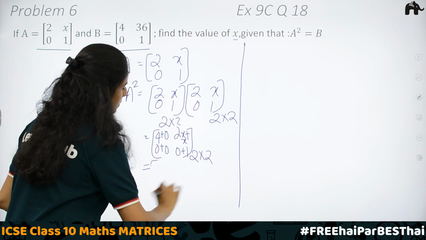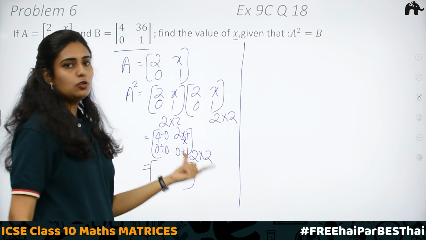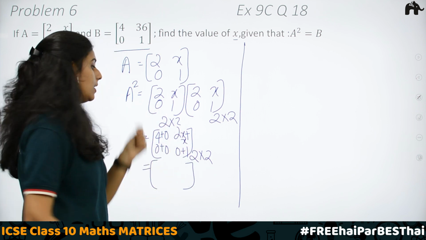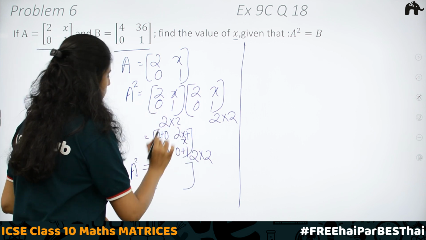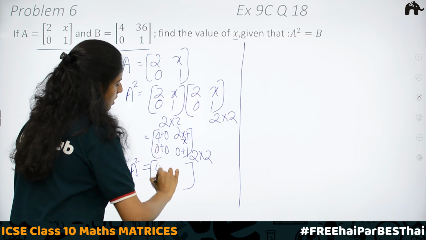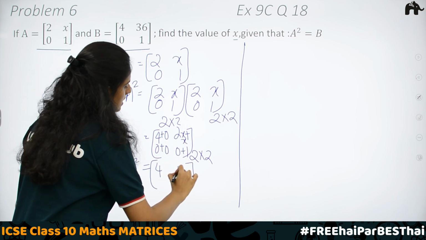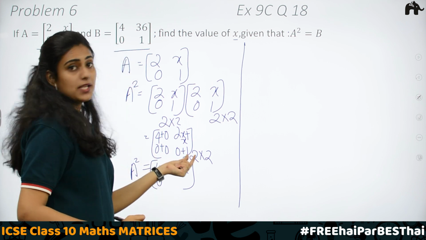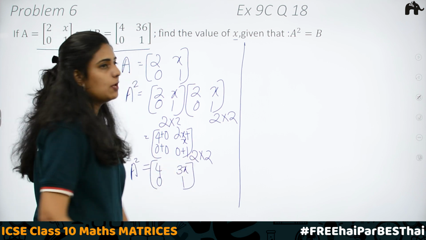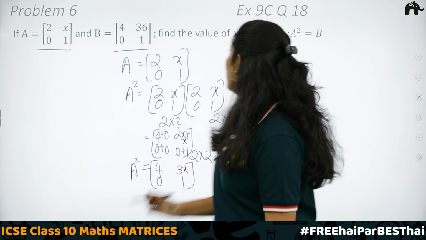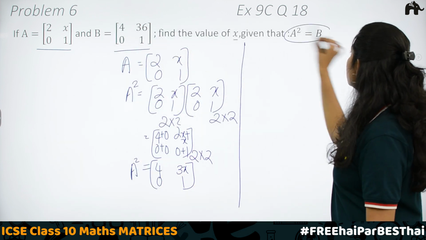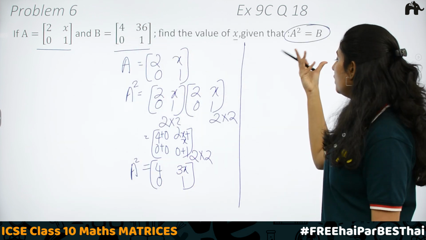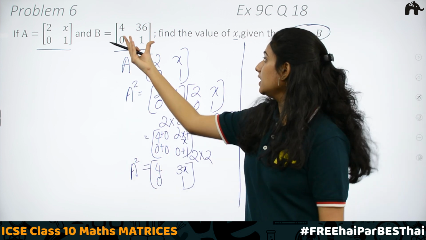Adding these, we will be getting the required 2 by 2 matrix, that is A square. A square is equal to 4 plus 0 is 4, 2x plus x is 3x, 0 plus 0 is 0, 0 plus 1 is 1. We got the elements of A square. What else do we need? A square is equal to B. We just need to equate this A square with B.